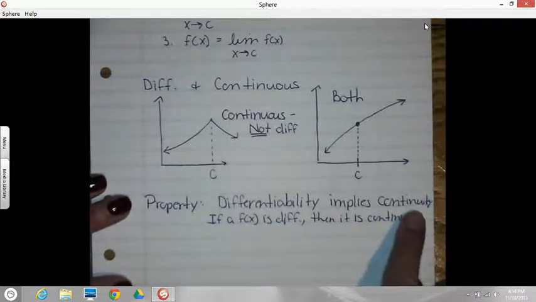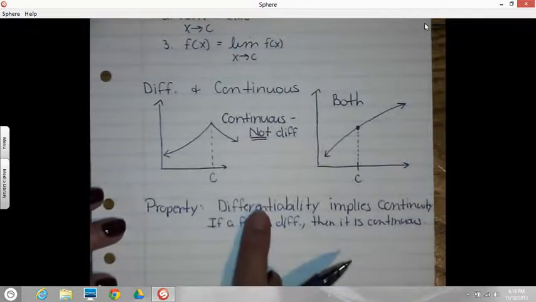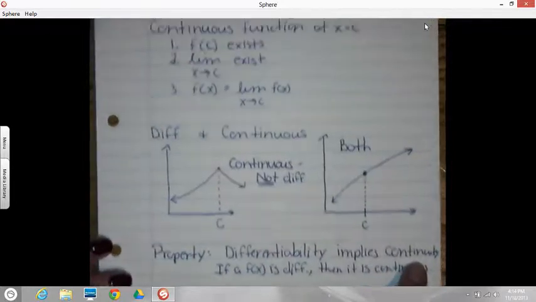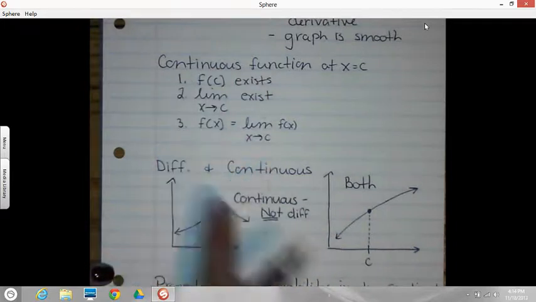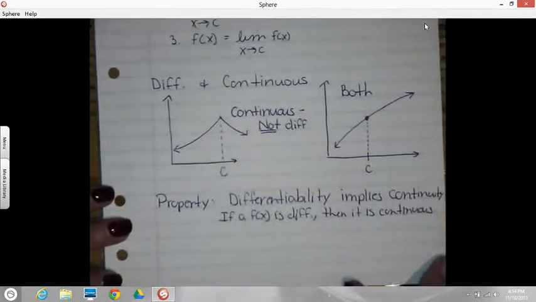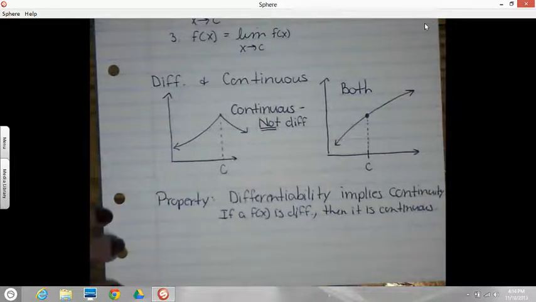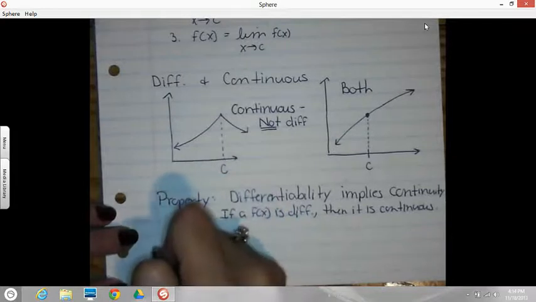So for us, when they say prove something's continuous, we're going to find the derivative. If we can show it has a derivative, it's automatically continuous. So we're not going to have to go through this three-part continuity definition like we did in the last chapter. So here's where geometry comes into play. The contrapositive to this statement is also true.